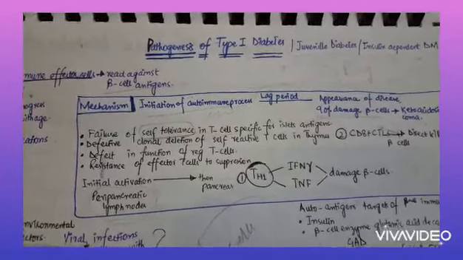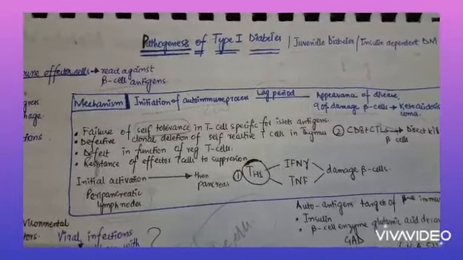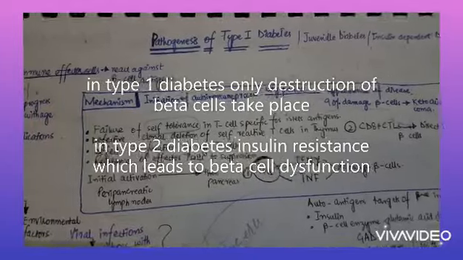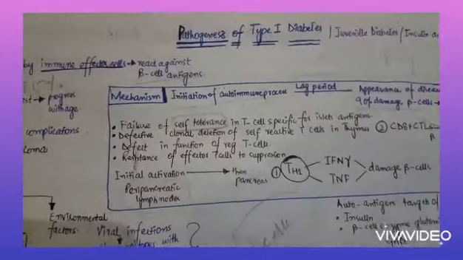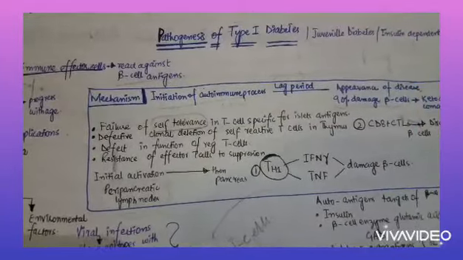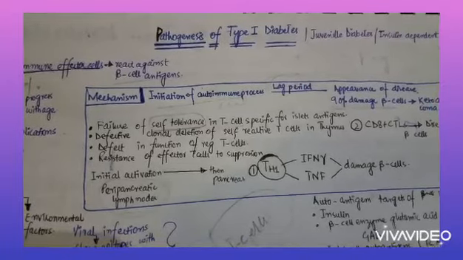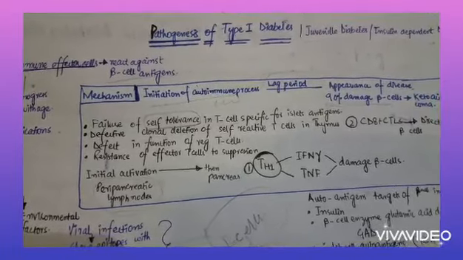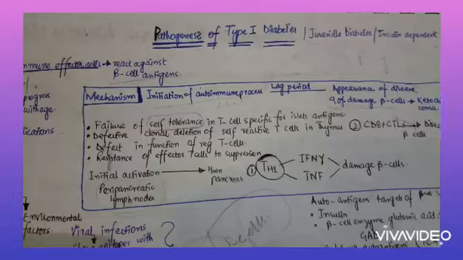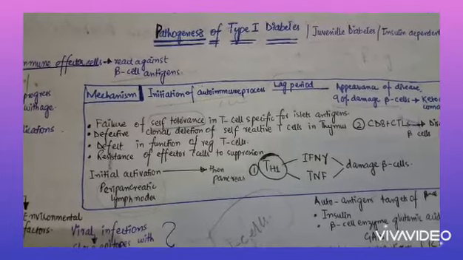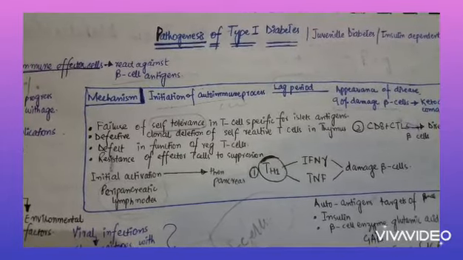There is a major difference between type 1 diabetes and type 2 diabetes. In type 1 diabetes, only the destruction of the beta cells takes place, which leads to the absolute deficiency of insulin. And in type 2 diabetes, first of all, insulin resistance takes place. Then insulin resistance leads to beta cell dysfunction, which results in a relative deficiency of insulin.